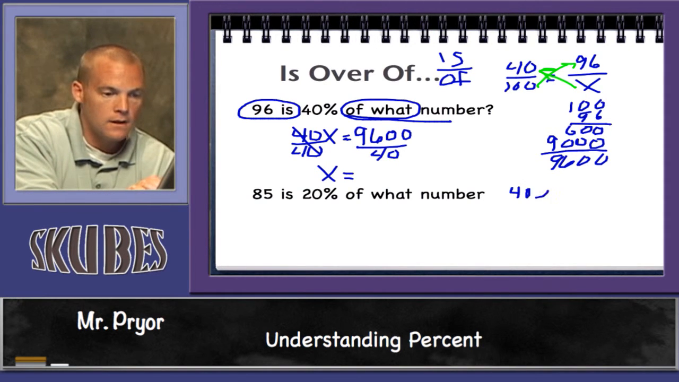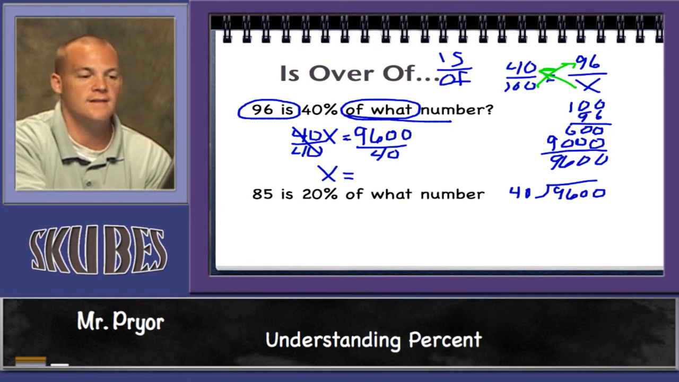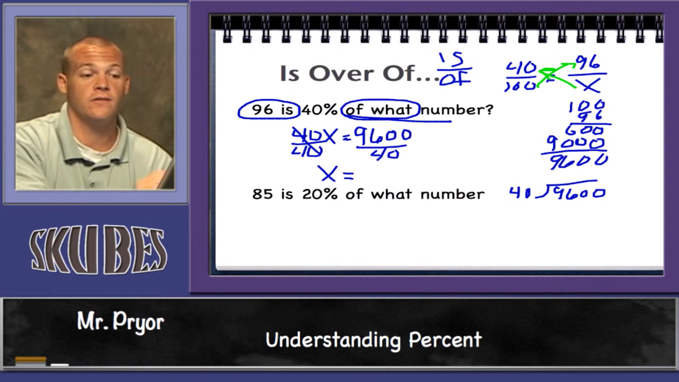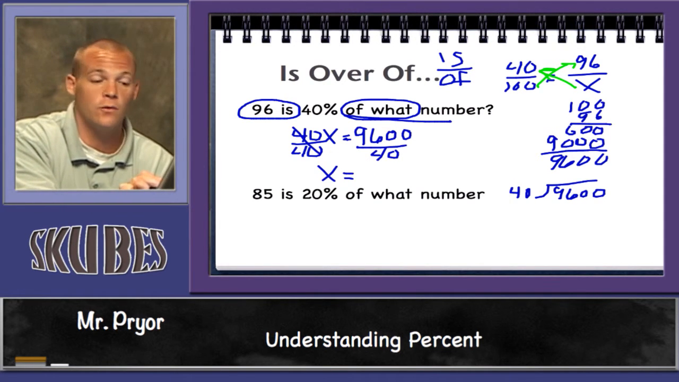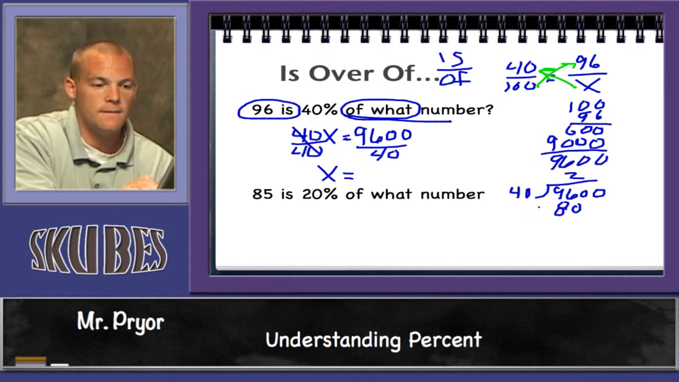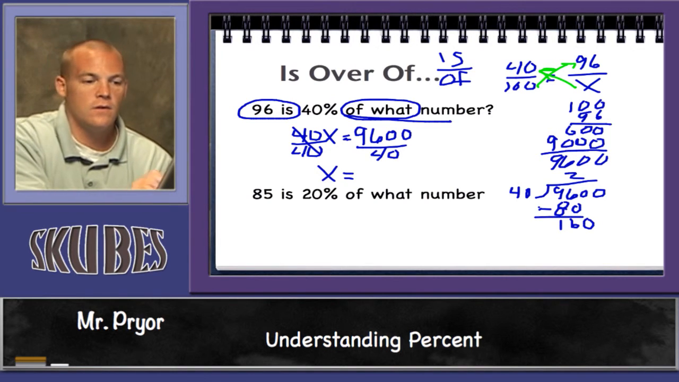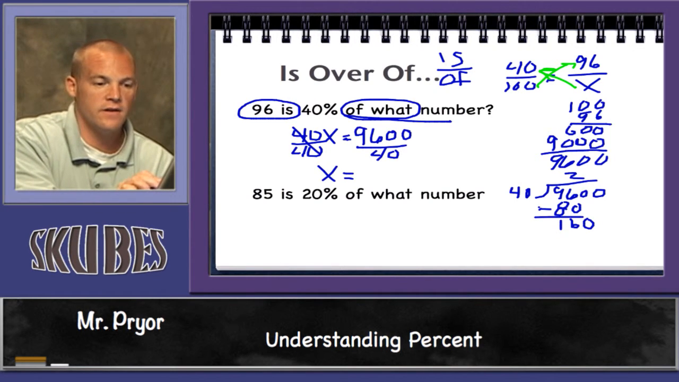40 into 9,600. So 40 goes into 96. Just based off of estimation alone, we can probably assume it's going to be 2 times, because 2 times 40 is going to be 80. So 2 times 40 gives us our 80. We subtract and we get 16. Bring down the 0. And because 4 times 40 gives us 160, we know that that's going to be 4. So that's going to give us 160.